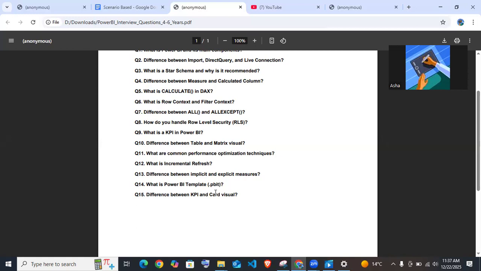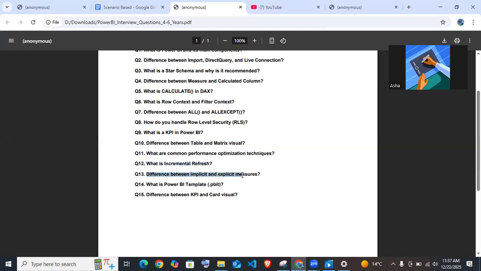Next question is what is incremental refresh? So incremental refresh, you can say, refreshes only new and changed data instead of the full data. In a real project scenario, you can say claim data from the last 5 years, but daily refresh only for the last 30 days. So for this purpose, you can use incremental refresh.